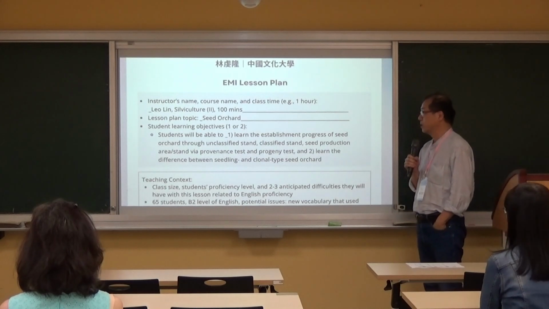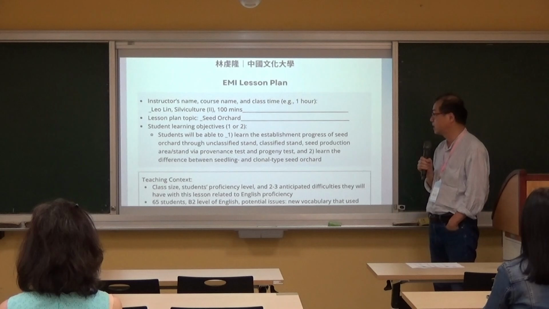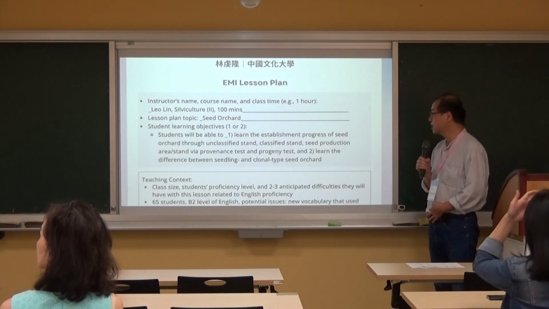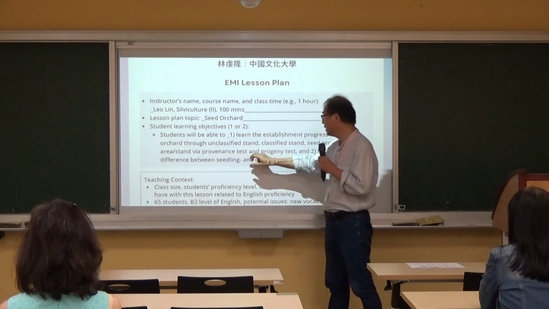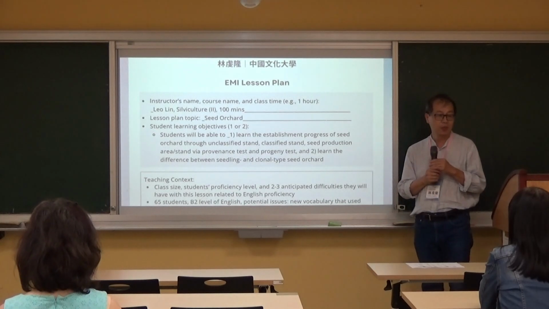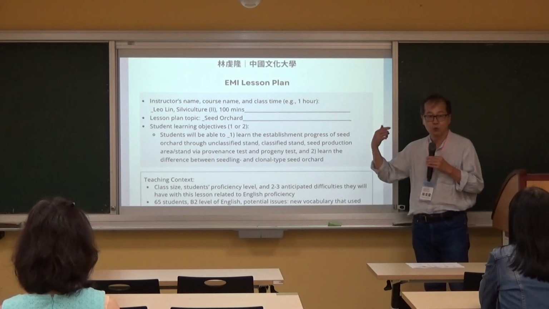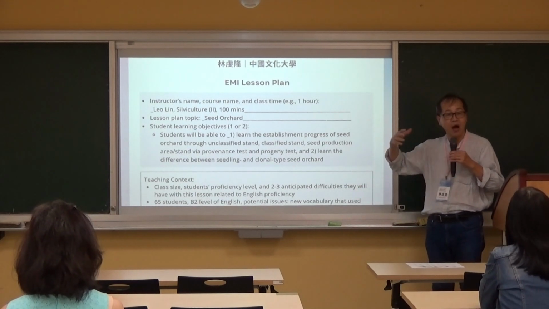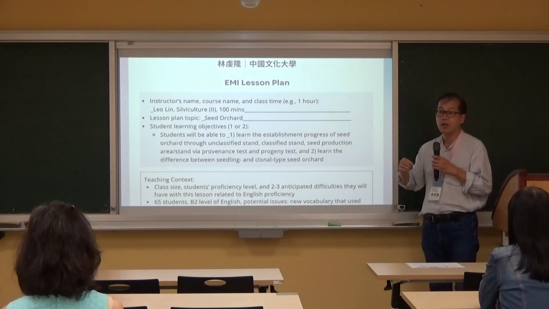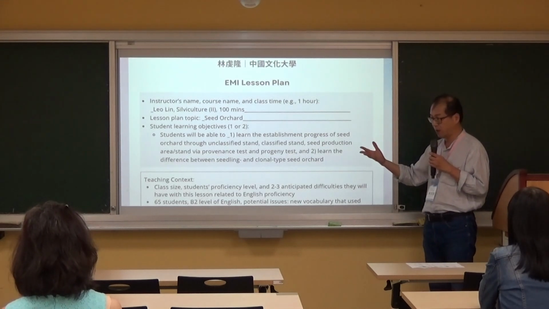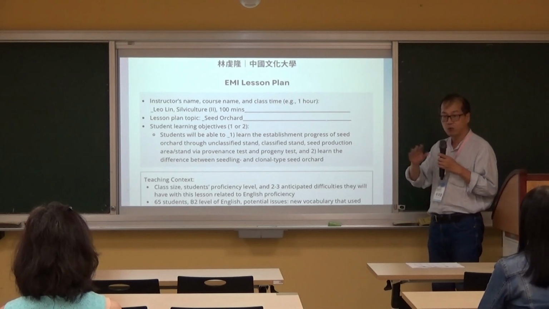Okay, so the learning objective for the students is that they will be able to learn the stages of progress of a seed orchard through classified stages, seed production area, and also via the progeny test and the provenance test. What is the progeny test? It is how we can choose trees from a place. And the project test: we grow trees from seeds, and when they grow up, we see how tall or how big they are. So we know whether the parent tree, the selected tree, is good or not. With these two tests, we can decide which trees we will choose. If the trees do not grow very well, we will destroy them.